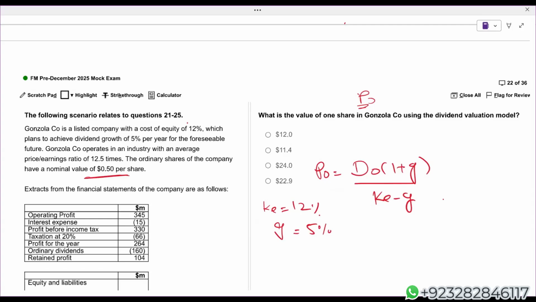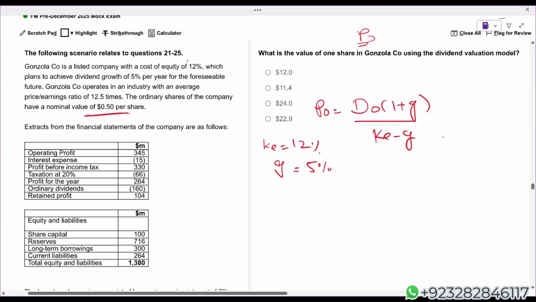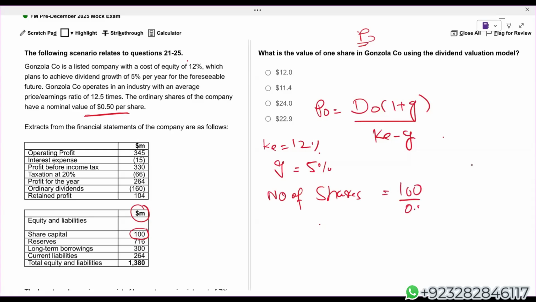Par value is 0.5. Ordinary share capital is 100 million. Total number of shares is share capital divided by par value, so the number of shares is 200 million. Ordinary dividend is 160 million; that is your total dividend. Total dividend divided by total number of shares will give us D naught, dividend per share. Total dividend is 160 million and total issued shares are 200 million. So simply 160 divided by 200, I'm getting 0.8.